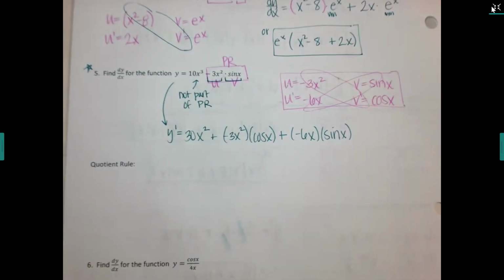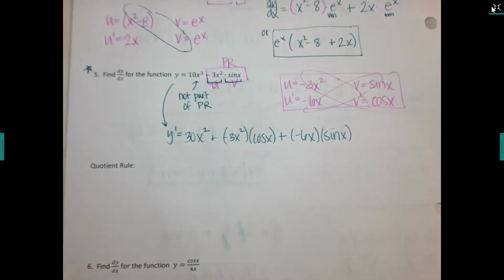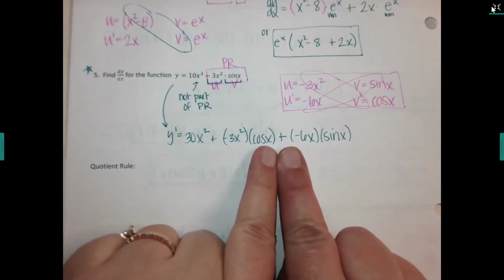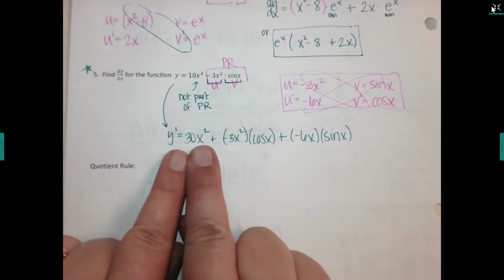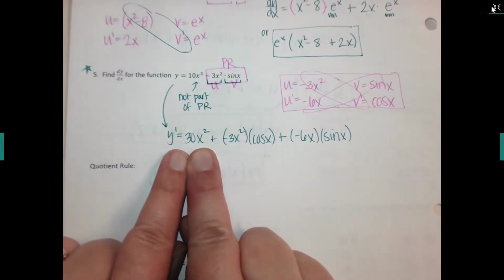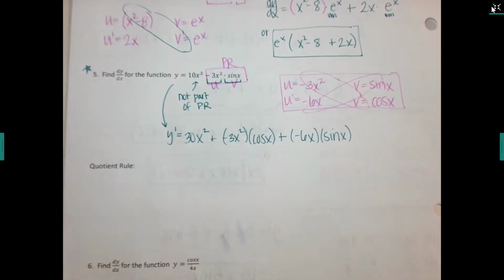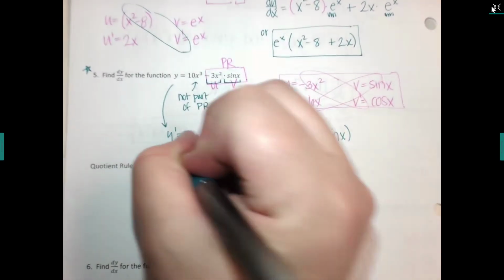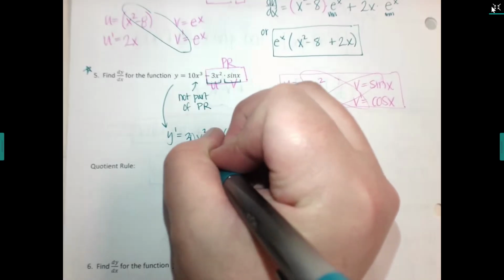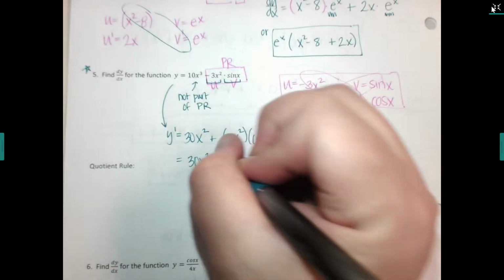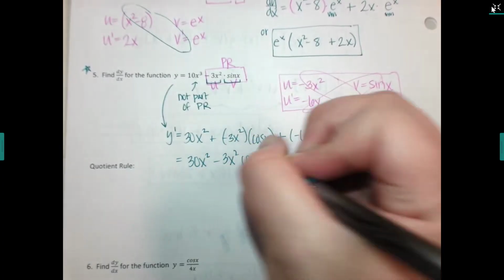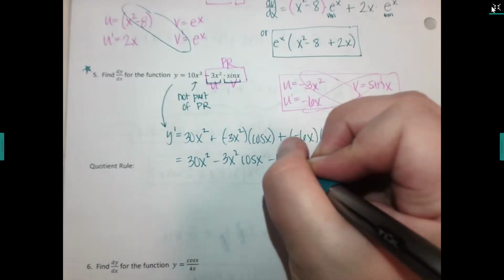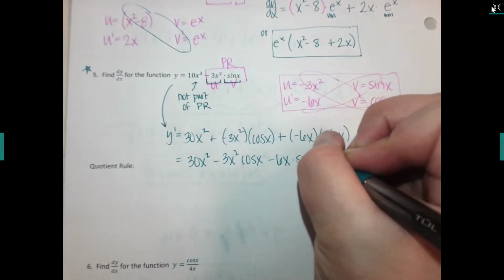Okay, but make sure that the 10x^3, that's just a normal derivative. So this is my product rule, but the 10x^3 would go to a 30x squared just like it always would have, because it's not actually being multiplied by anything. Okay? Let's clean that up a bit. The 30x squared is going to stay the same. This is now a minus 3x squared. And then this would now be a minus 6x sine x.